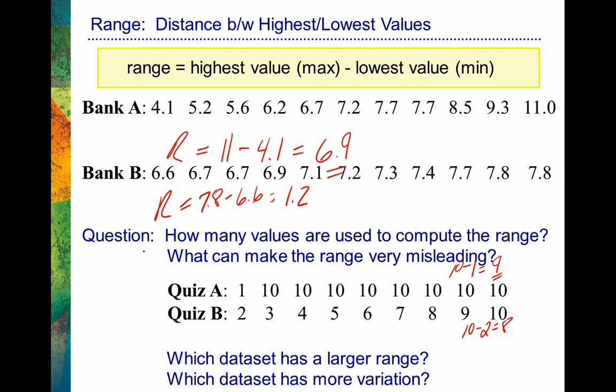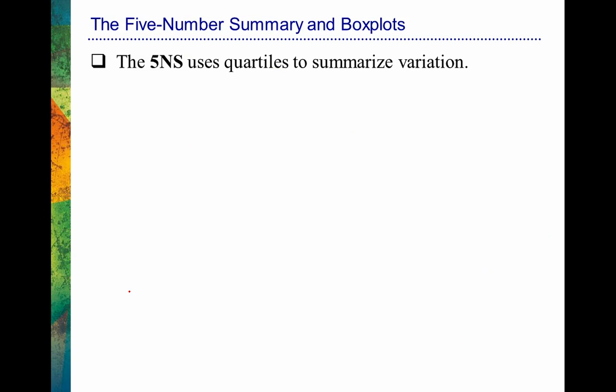So let's move on to another way of describing the variability in our data that might be a little bit more sophisticated. Specifically, what we're going to talk about is what's known as the 5-number summary. 5NS will, in this case, be the symbol that we'll use to represent that. And what the 5-number summary is using are quartiles to essentially summarize the variation in our data.